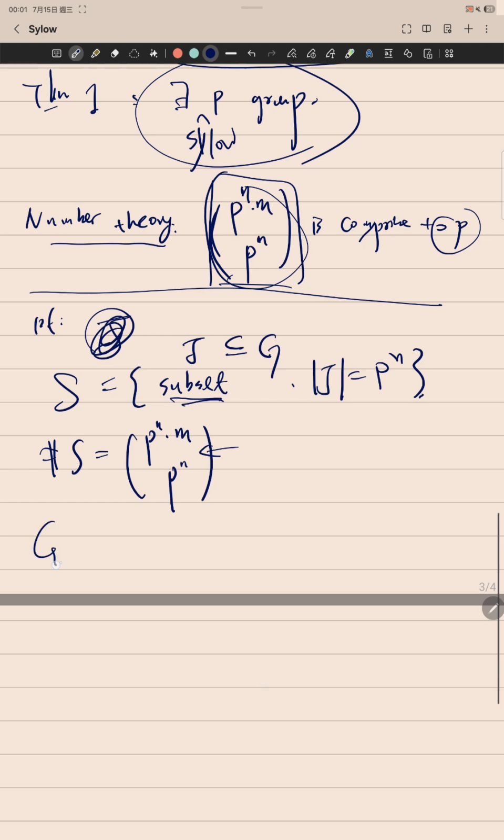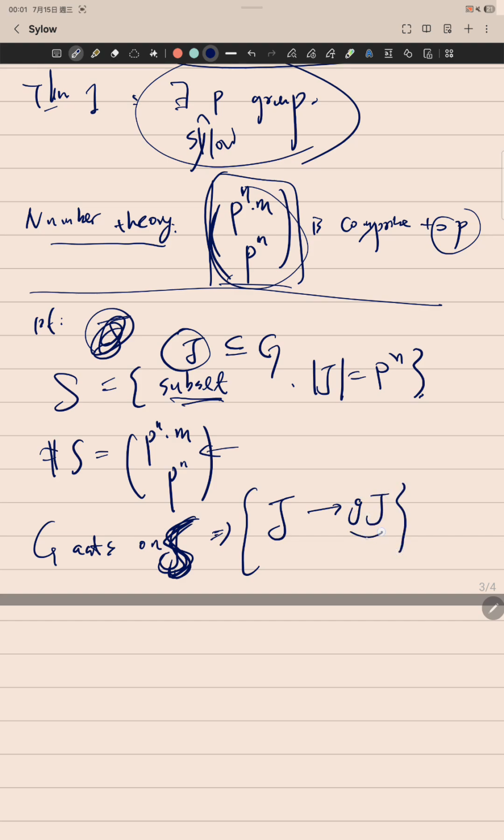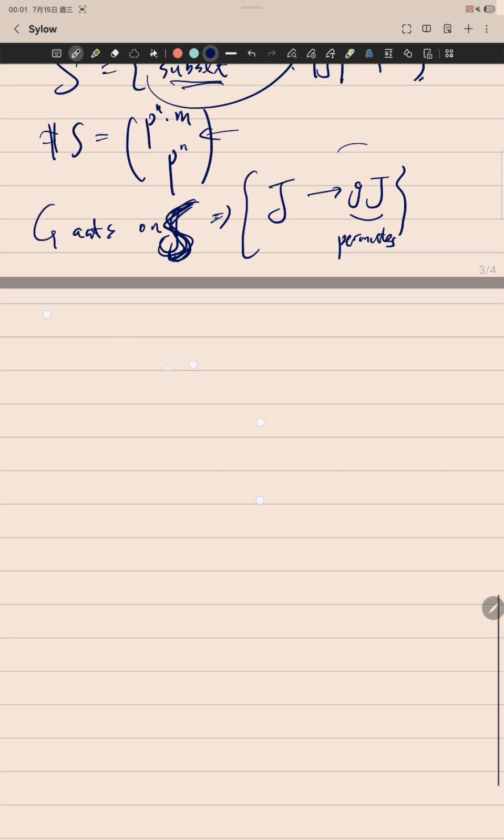Okay, and then now I define a G-action on S. If you give me subsets, I need to ask what's the definition of the action. The group action is very simple: J just maps to gJ. So this just permutes elements, but J is a subset, so it's fine. It will permute very nicely. Okay, so now let's see the class equation.